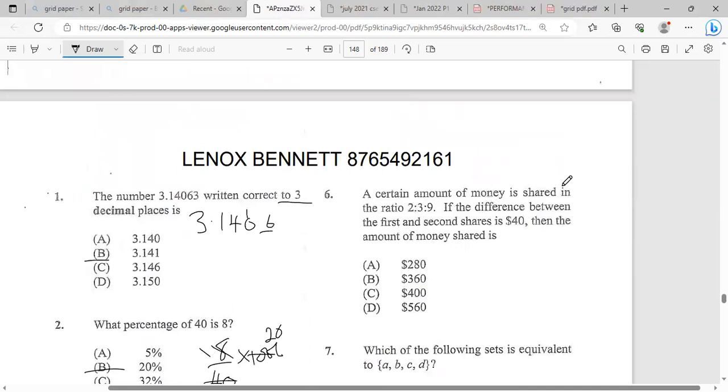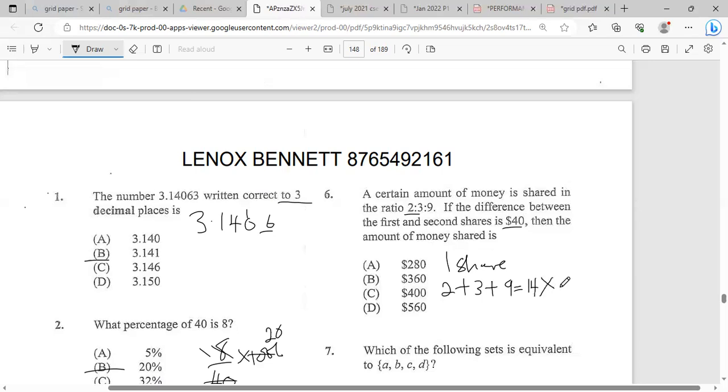A certain amount of money is shared in the ratio 2 to 3 to 9. If the difference between the first and second shares is $40, then the amount of money shared is, now the difference between these is 1. So that means 1 share is equal to $40, right? So all we have to do is figure out the total for this, which is 2 plus 3 plus 9, that's 14. So our answer would be 14 times 40, since it's 14 shares and it's $40 per share.